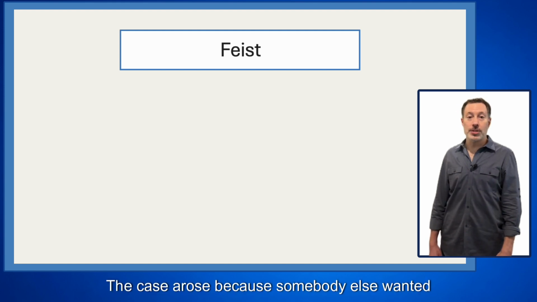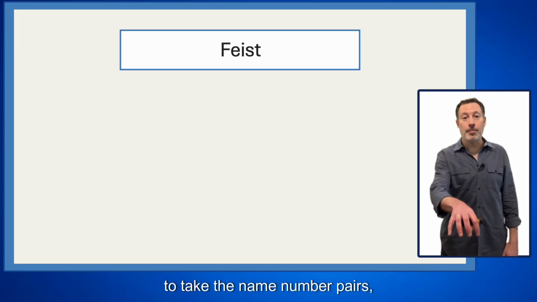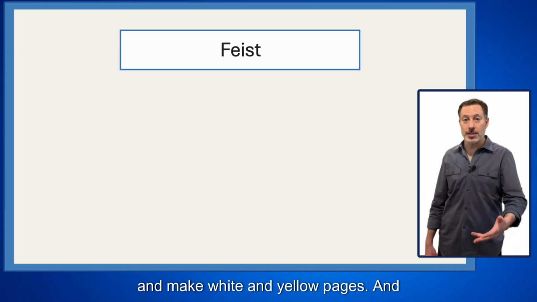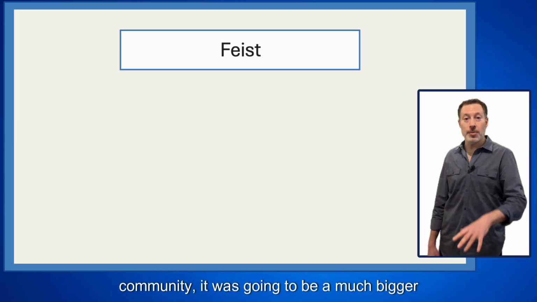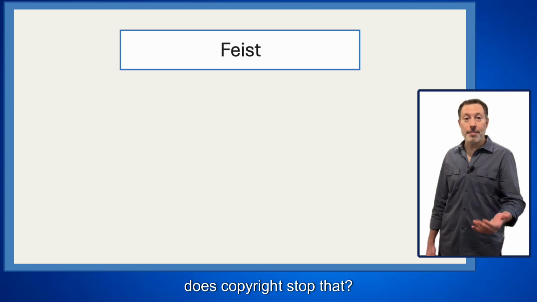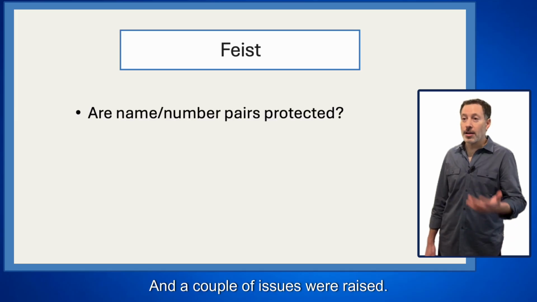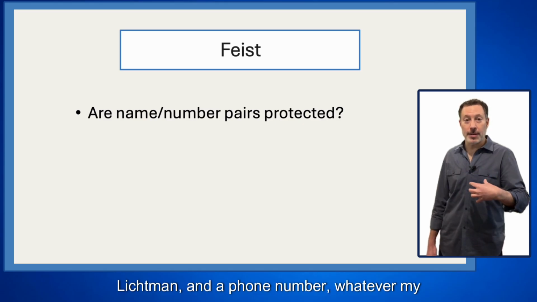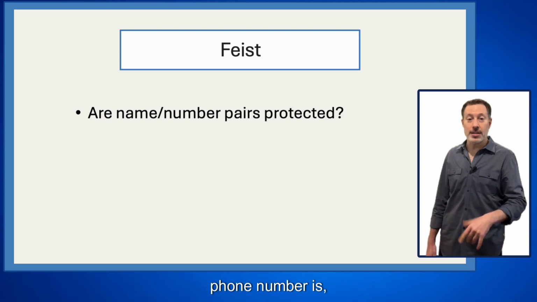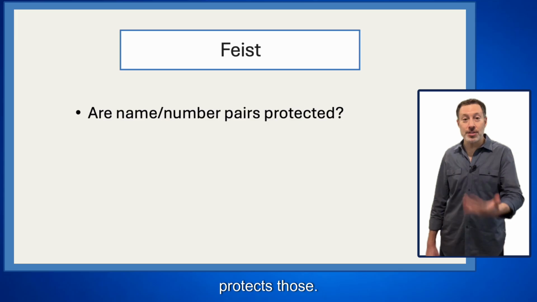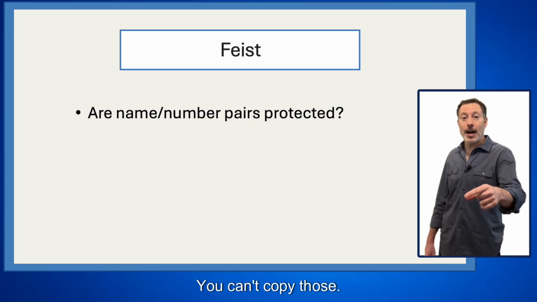The case arose because somebody else wanted to take the name number pairs, add them to a much bigger phone directory, and make white and yellow pages. And instead of just being in this little community, it was going to be a much bigger geographic footprint. And the fight was, does copyright stop that? And a couple issues were raised. One is this one. Are name number pairs protected? So the original phone book had like a name, Lichtman, and a phone number, whatever my phone number is, and had a series of name number pairs. And the phone company said, hey, copyright protects those, that's ours, you can't copy those.